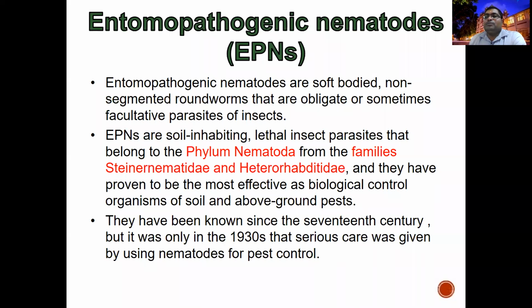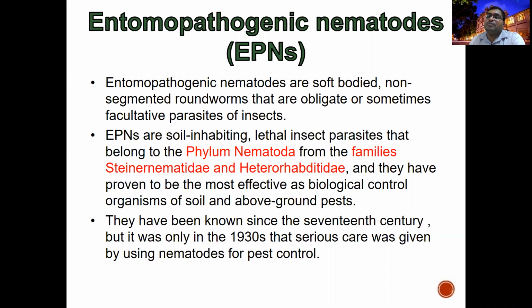Entomopathogenic nematodes are soil inhabiting. Normally you can expect them in the soil where non-motile insects or insect stages are present, and they survive associated with these insects. They are lethal insect parasites, so definitely they can kill. Once the insect is attacked by the nematodes, the insect will die.